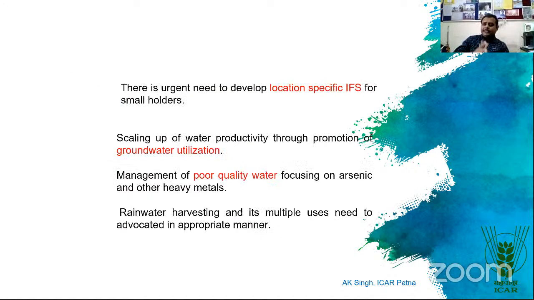Yes, of course there is need for location specific IFS models for small and marginal holders. Here at Patna, we have developed a 1 acre model, 2 acre model, and a half acre model for upland situation, for wetland situation, and for waterlogged areas, because Bihar has abundant area under waterlogging situation at different times, different levels, and different heights.